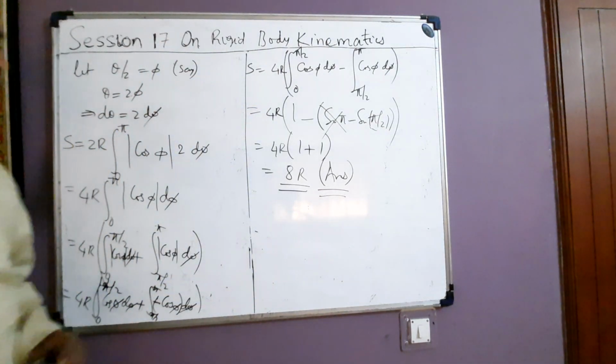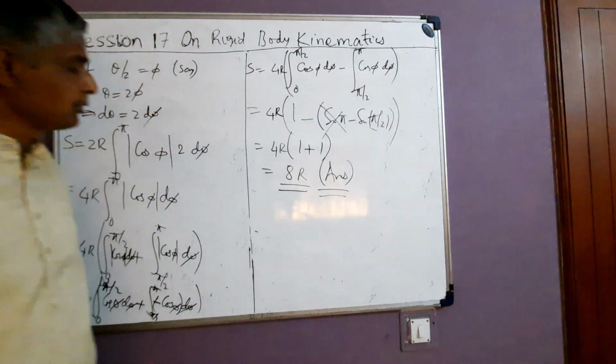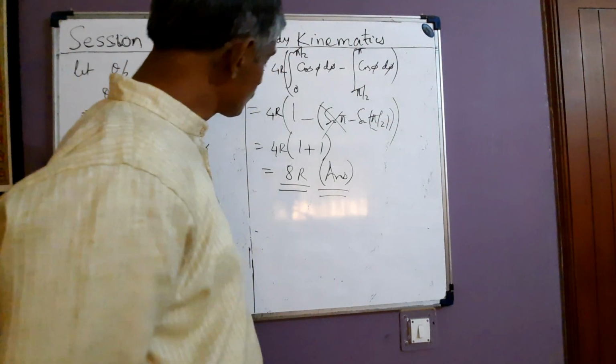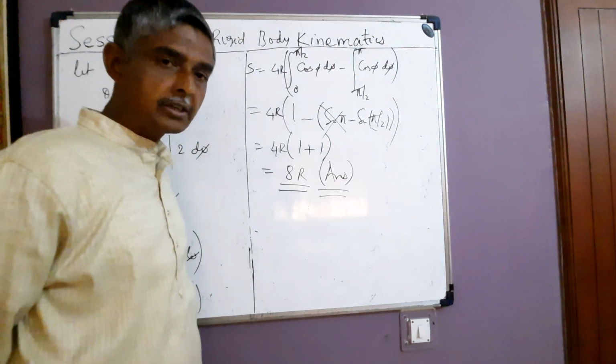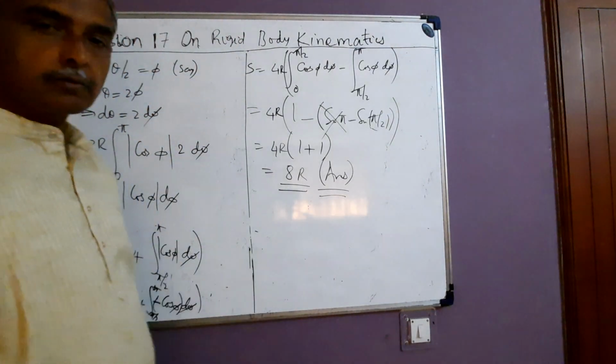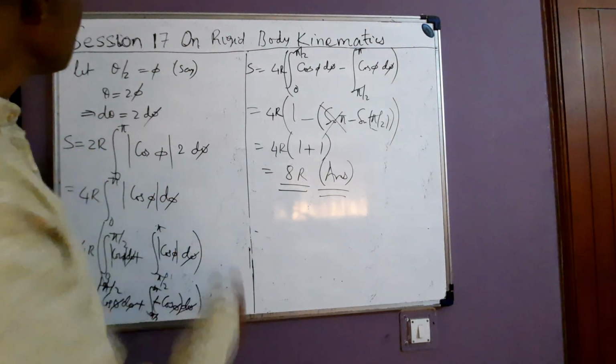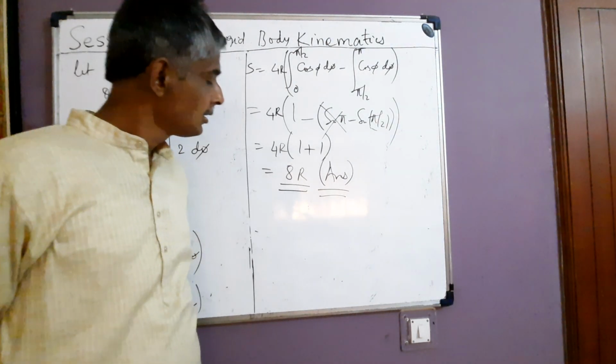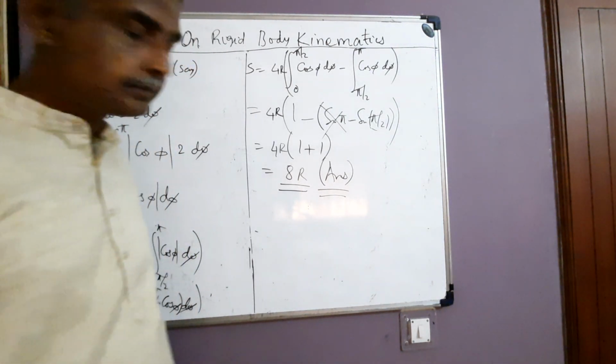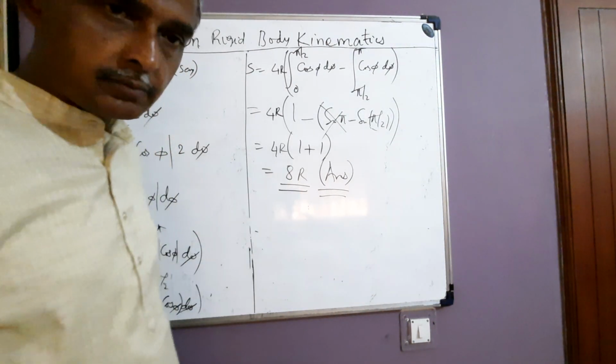Alright, fine. So the distance covered by point P0 on the circumference of the drum in one full rotation time period is equal to 8r. So this is the result. Okay, fine. So in this 17th session on rigid body kinematics, I took up this problem. Okay, fine. So this I fully demonstrated. Alright.